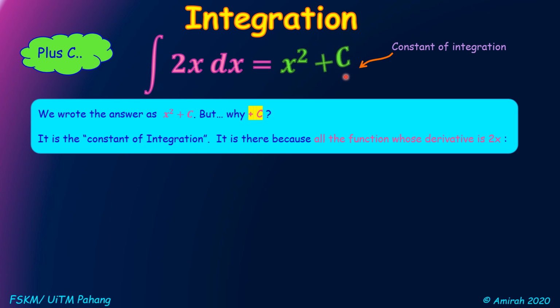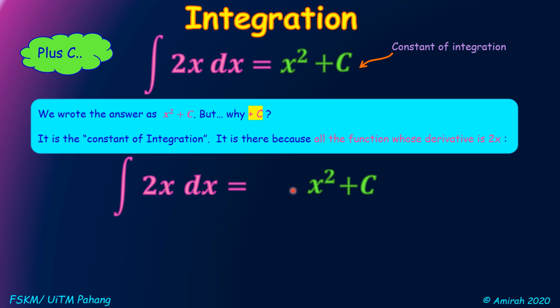But why plus c? It is the constant of integration. It is there because of all the functions whose derivative is 2x. Let's say we have the integration of 2x dx equals x squared plus c. When we move the integration sign to the right hand side, we have a derivative, because integration is an anti-differentiation, or anti-derivative. So we have the derivative of x squared plus c.